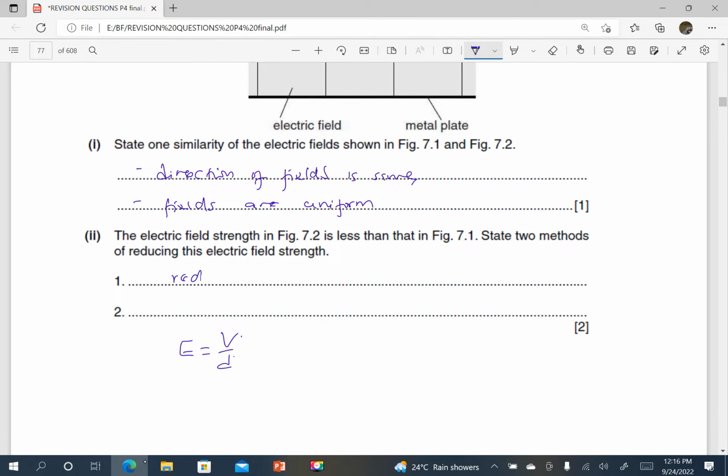So reduce the PD across the plates. Increase the separation of the plates. So that one, when I reduce this, it reduces. When I increase D, it still reduces.